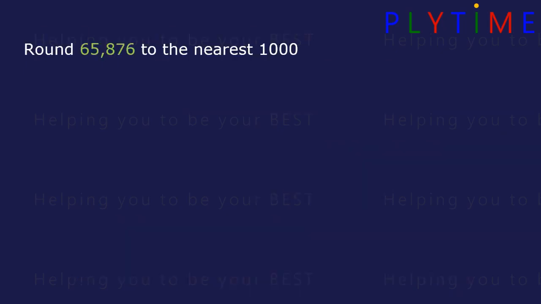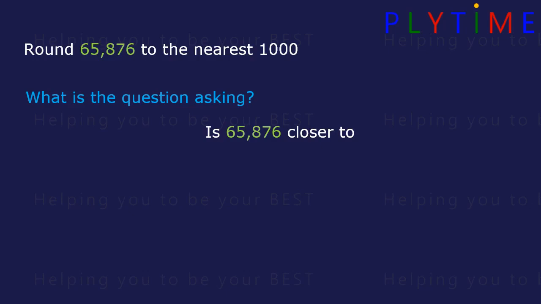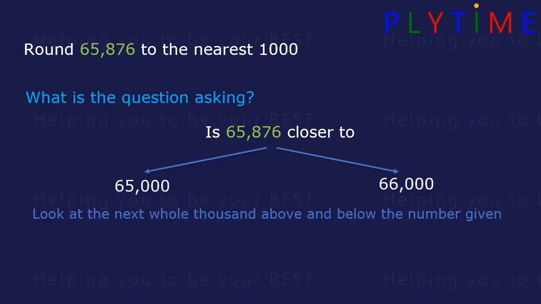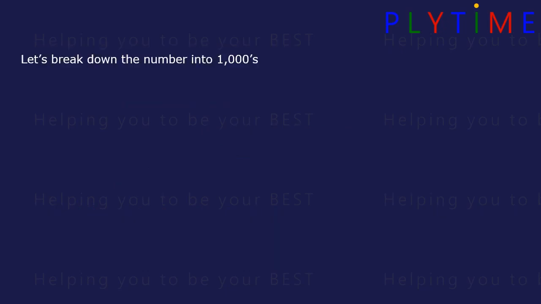Round this number to the nearest 1,000. What's the question asking? It's saying, is 65,876 closer to 65,000 or 66,000? Look at the next whole thousand above and below the number given. Let's break the number down.